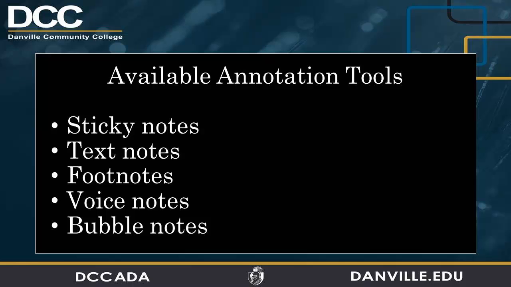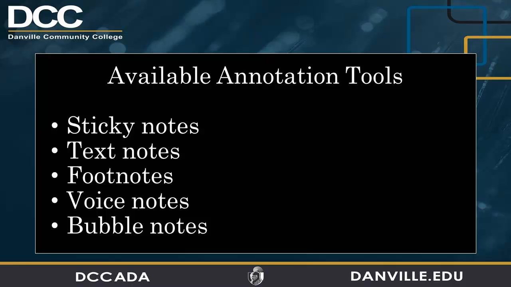Now let's examine the note-taking tools available in Kurzweil. Kurzweil allows you to add notes to your documents with 5 different notation tools. Adding notes to your document helps you to remember things. The available types of notes include sticky notes, text notes, footnotes, voice notes, and bubble notes.